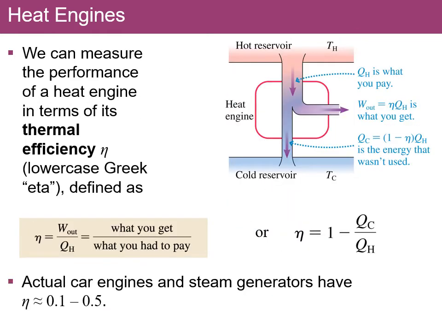The thermal efficiency of a heat engine, eta, can be defined as the work output W out divided by the heat extracted from the high temperature reservoir, Q hot. This is then also equal to 1 minus Q cold over Q hot. In practice, the thermal efficiency for car engines and steam generators ranges from about 0.1 to about 0.5.